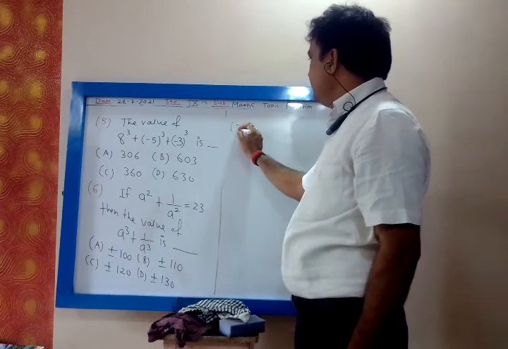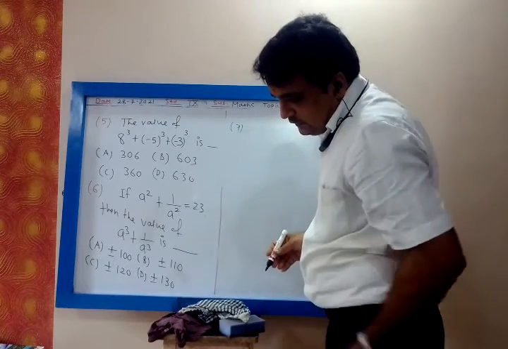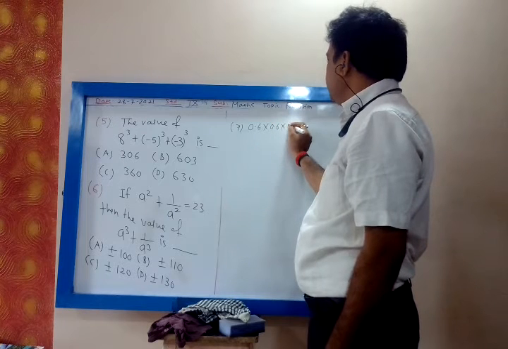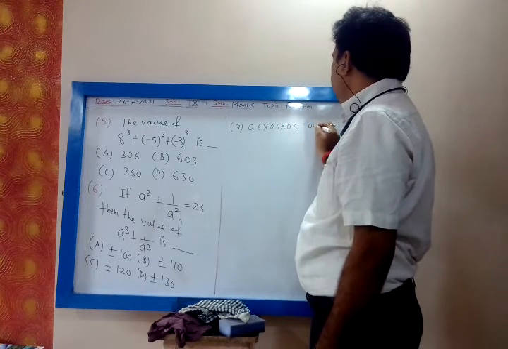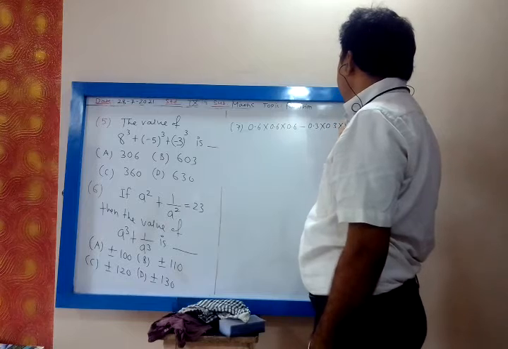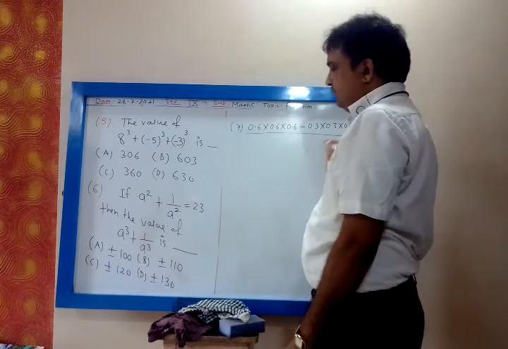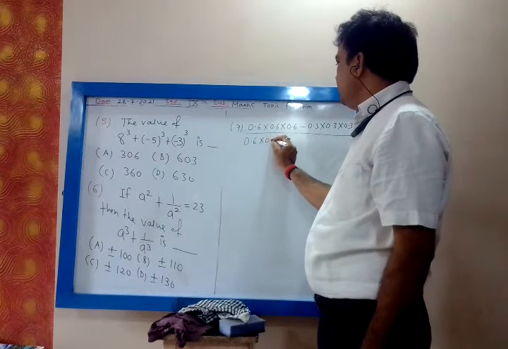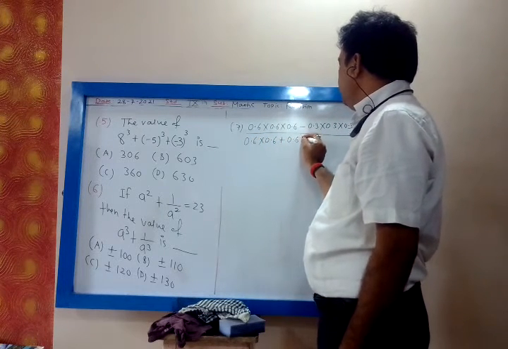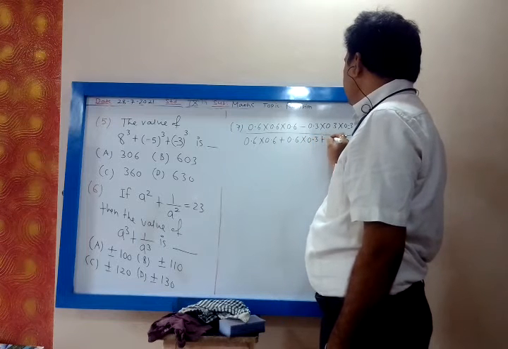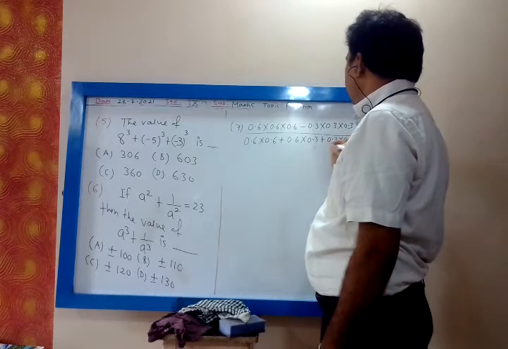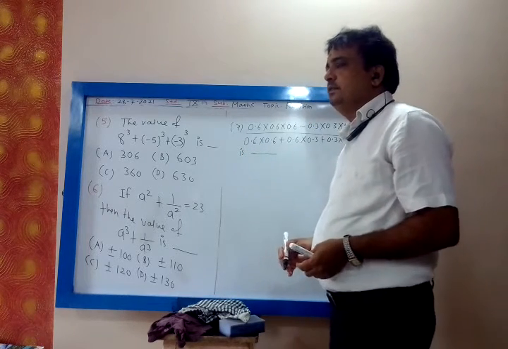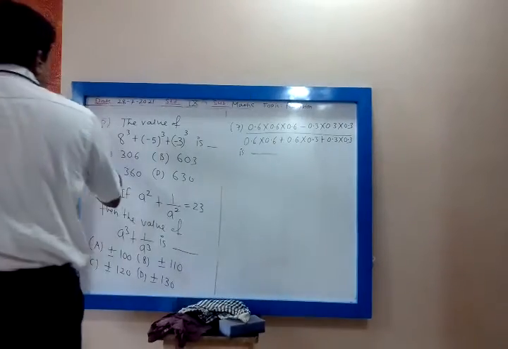Then 7th one. 0.6 into 0.6 into 0.6 minus 0.3 into 0.3 into 0.3, divided by 0.6 into 0.6 plus 0.6 into 0.3 plus 0.3 into 0.3 is, yes, correct. So what is the answer of fifth?